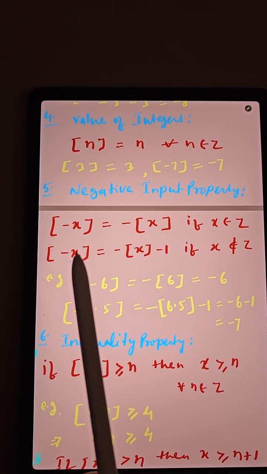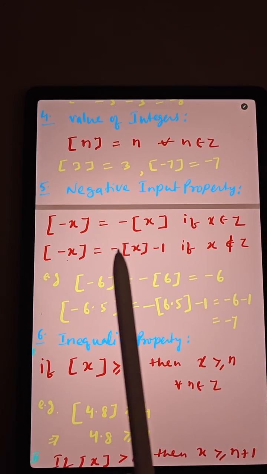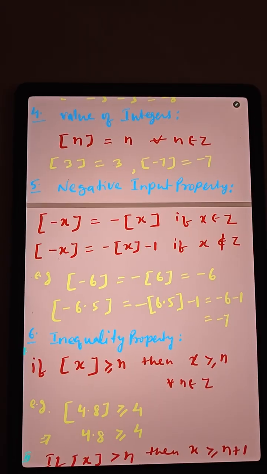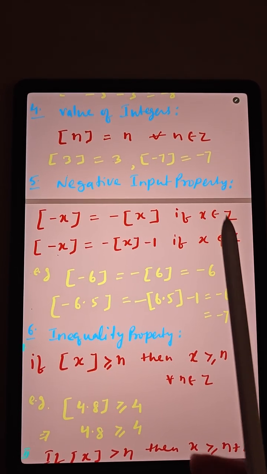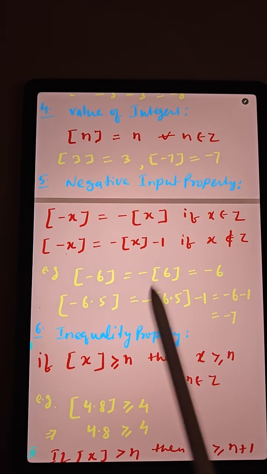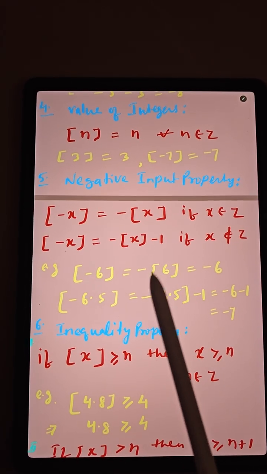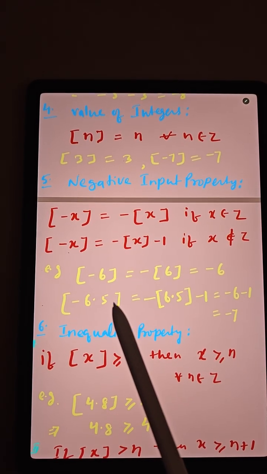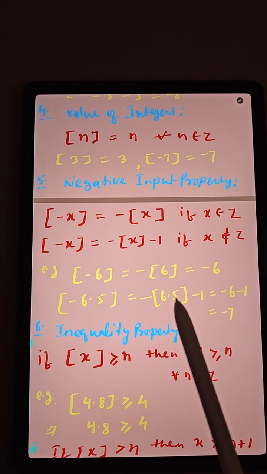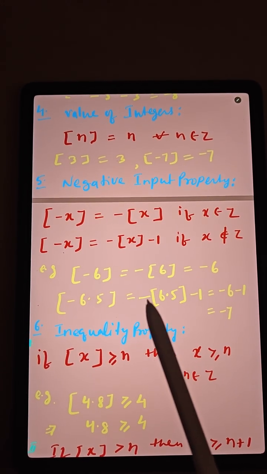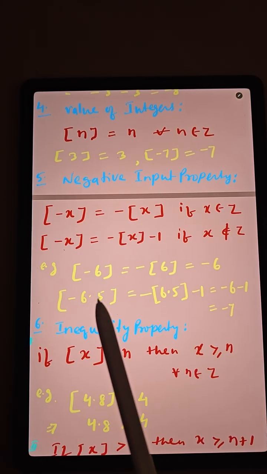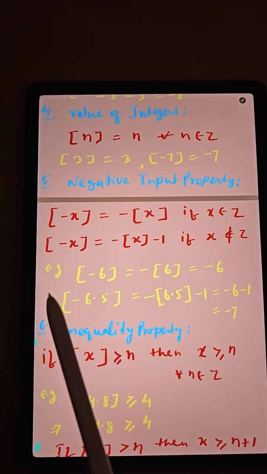But in the case of real numbers, what happens? [minus x] gives minus [x] minus 1, meaning 1 less than the given greatest integer function value in the case of a real number. In the case of integers there is no change, only the same sign comes out. Example: [minus 6] is minus [6], that is minus 6. But for minus 6.5, first take the minus sign out, then [6.5] and minus 1. [6.5] is 6, with the minus sign minus 6, minus 1 gives minus 7. You have already seen that the greatest integer of minus 6.5, the immediate lower integer, is minus 7. This is the theory behind that.